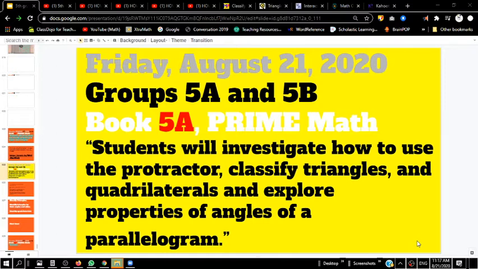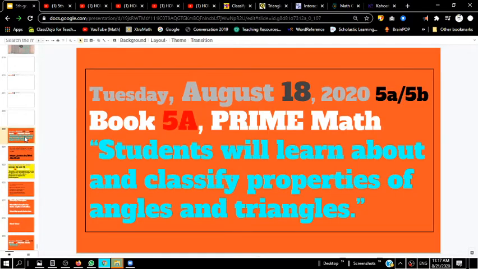Today, what students are going to be doing is investigating how to use the protractor, classify triangles and quadrilaterals, and explore properties of angles of a parallelogram. Last time, on Tuesday, we learned how to classify properties of angles and triangles.